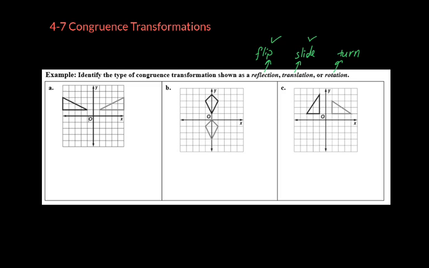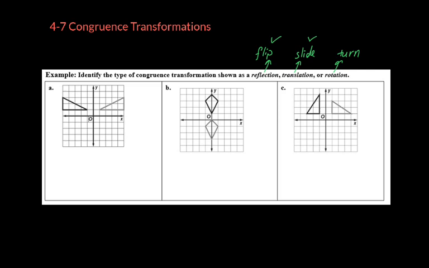So this is what we are going to do. First we will see if it's a flip. Then if it's a flip, we will say reflection. If not, we will check if it's a translation. If not, then we will say it should be a rotation, if the figures are identical.